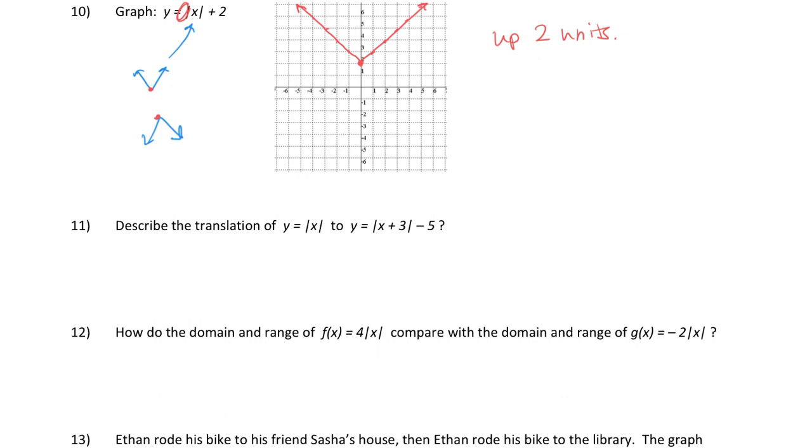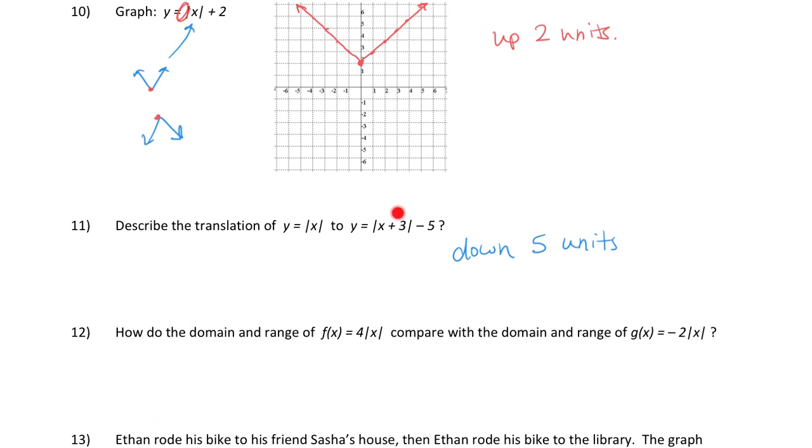All right, so now we're going to still talk about our absolute value of x. So describe the translation of our absolute value of x. This is what we call a parent function to this, y equals the absolute value of x plus 3 with that minus 5 on the end. Well, just like what we talked about up here, when we had that plus 2 at the end of our function, that was a vertical shift. So if it's a subtraction, if we're subtracting 5, that is a vertical shift also, but we're going to shift down 5 units. So that's one description of what's happening.